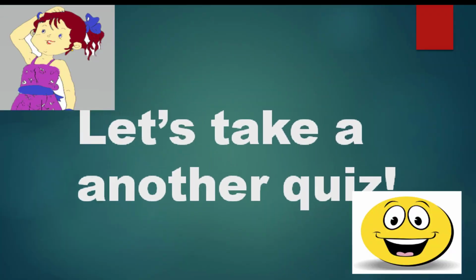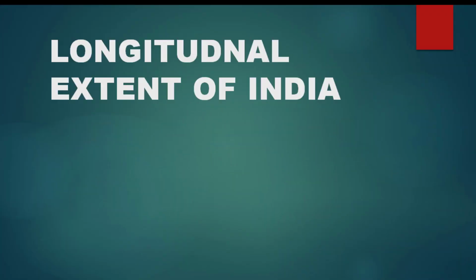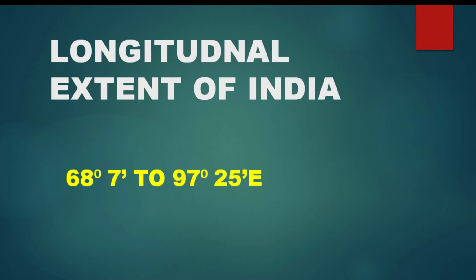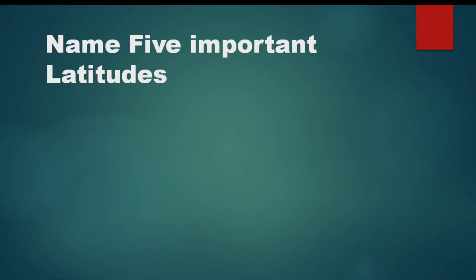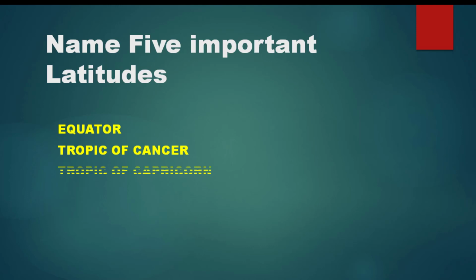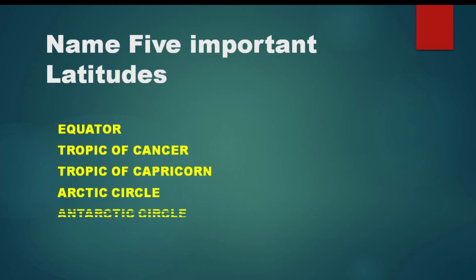Let's take another quiz. Longitudinal extent of India. So it is 68 degree 7 minutes to 97 degree 25 minutes east. Name 5 important latitudes. You remember when we were in 4th or 5th class, we did 5 important latitudes? Yes, they are the equator, Tropic of Cancer, Tropic of Capricorn, Arctic Circle, Antarctic Circle.